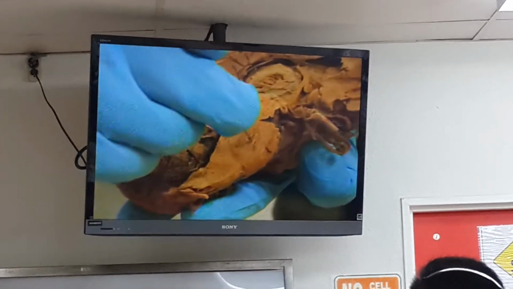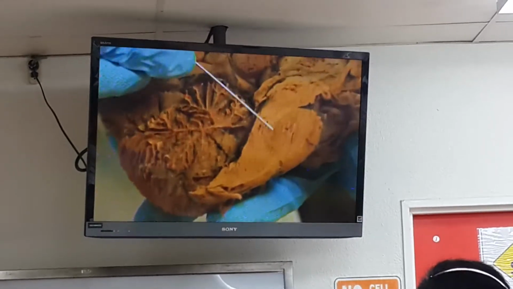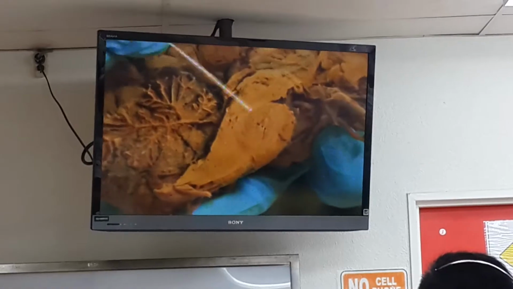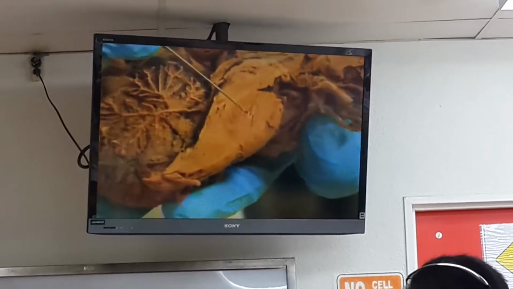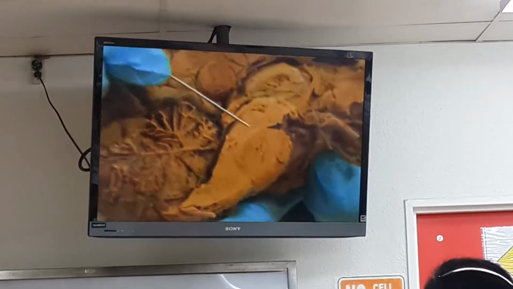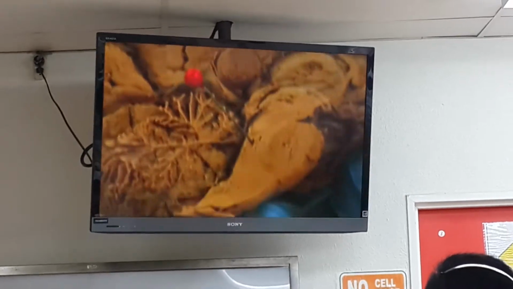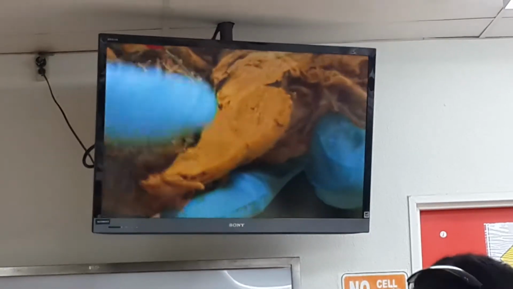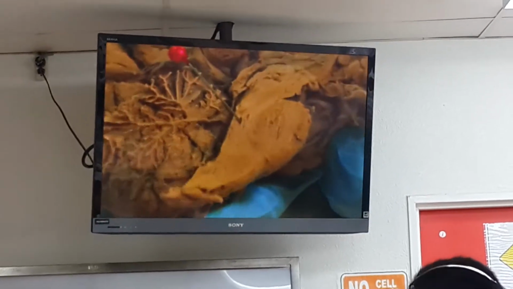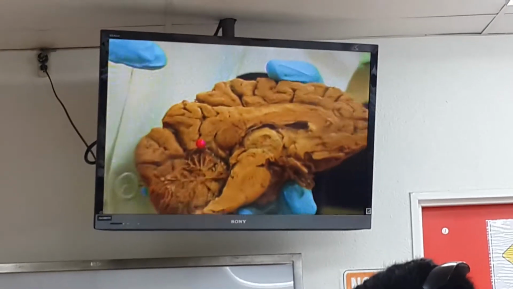This is a section of the pons. The pons contains two parts. You can see the front part here, which is dark colored, and the back part, which is somewhat light colored. The dark colored area at the front is called the basilar part of the pons. The light colored area at the back is called the tegmentum of the pons. The tegmentum contains some ascending fibers and also some cranial nerve nuclei, which we will study later.